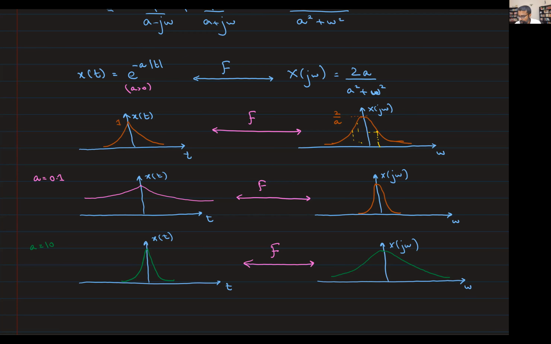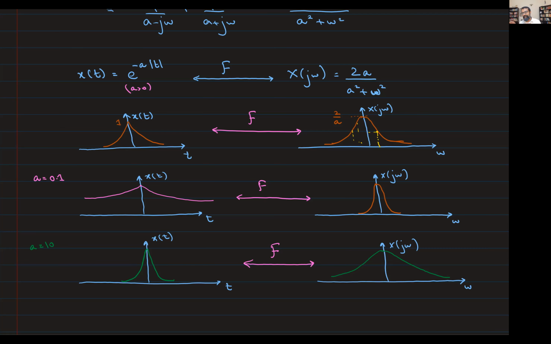Sir, can you repeat this last part that you also explained about how changing the value of A affects things? You see, the pink signal is A equals 0.1. In the time domain, it's a much smoother signal, and in the frequency domain it's the other way around. In the frequency domain it suddenly drops down to 0, so the decay is much faster, as opposed to A equals 10, where the time domain signal decays much faster, dropping down to 0 very quickly.